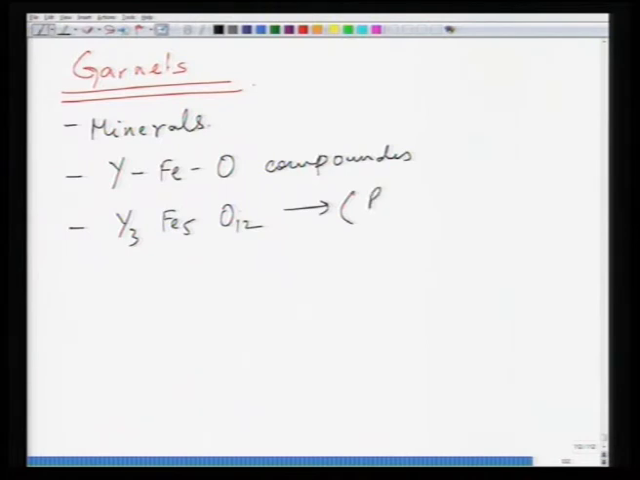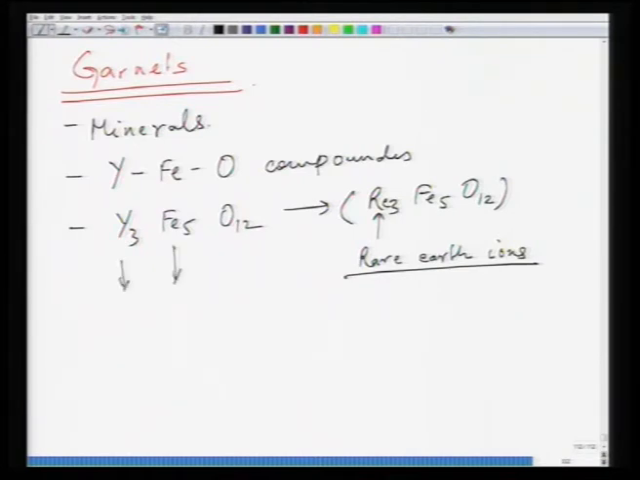So, this is the general formula for the compounds, and a more general formula: yttrium is a rare earth ion, so you can make it R3Fe5O12. So R could be Re, let's say, so Re3Fe5O12, where Re is a rare earth ion. So essentially you have here two magnetic ions, this is magnetic and this is magnetic, both of these are magnetic ions.